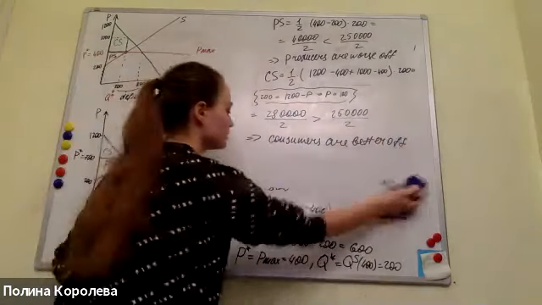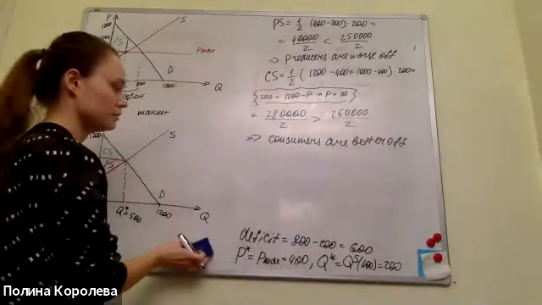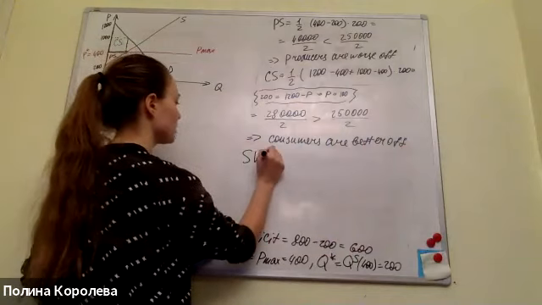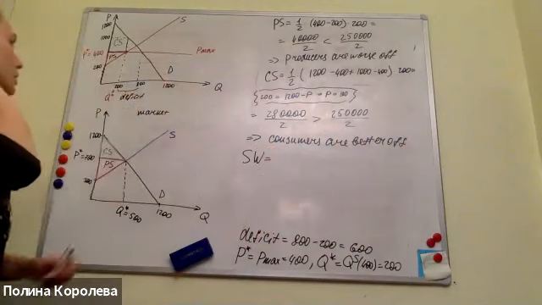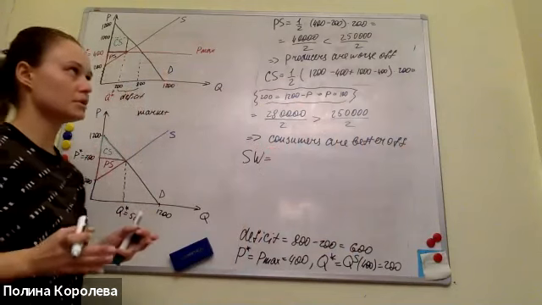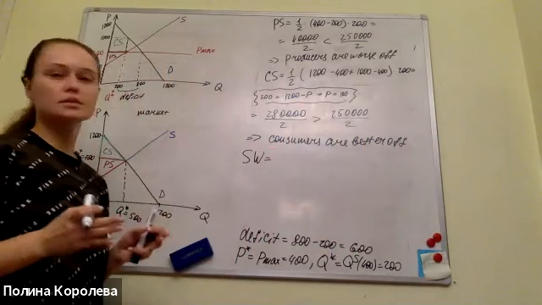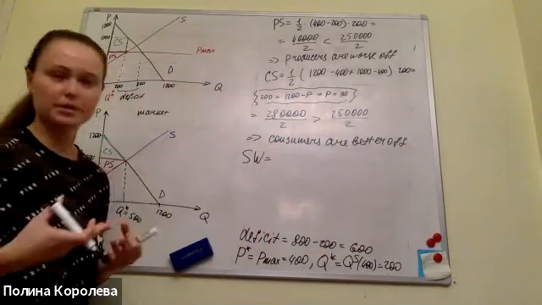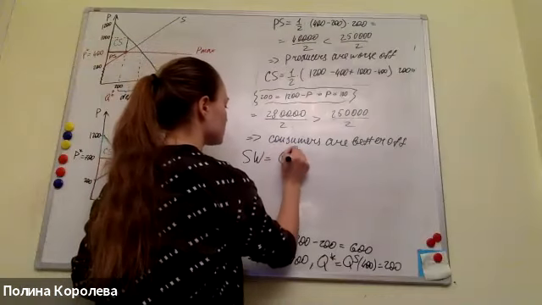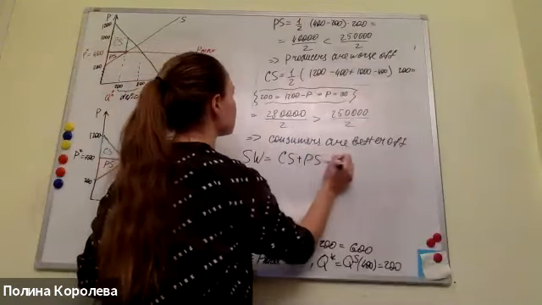We can calculate social welfare after such government intervention. Social welfare right now: here, only consumers and producers have the surplus because the government does not earn or spend money for such policy. So this is consumer surplus plus producer surplus.